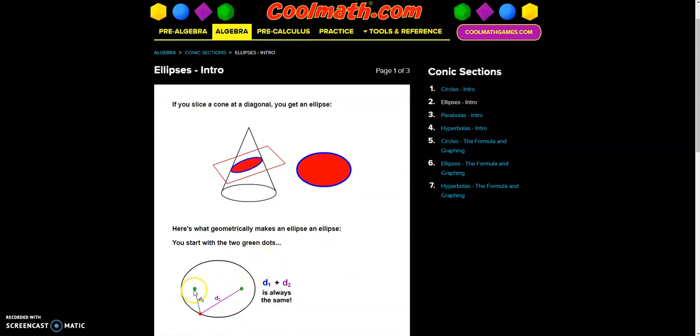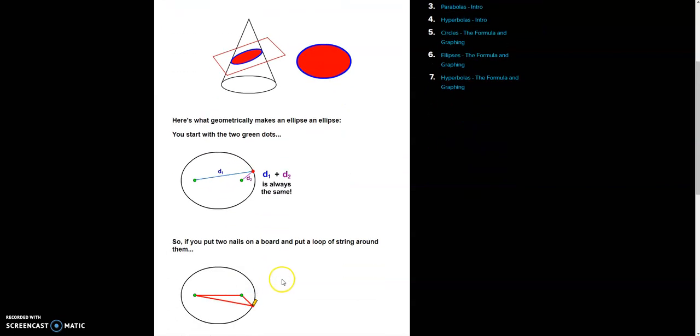So one of them is you have these two points, and they're known as focal points. If you were to find the distance from the focal points to any point on this edge and add them together, it's always the same. Which, not coincidentally, is actually how you draw a perfect ellipse.